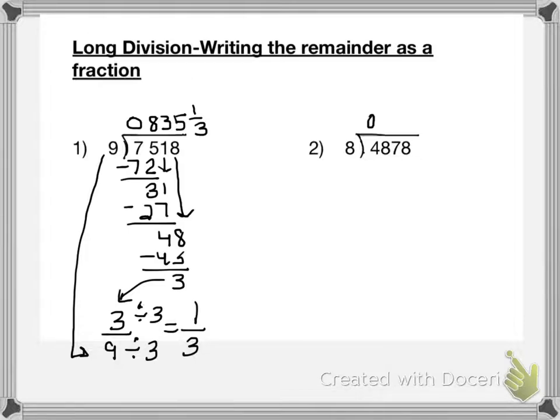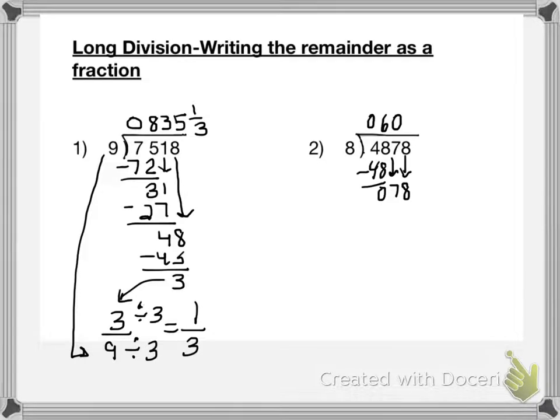So we can't make a group of 8 out of 4, but we can make 6 groups of 8 out of 48. That's exactly 48. So when we subtract, we have 0 remainder. We're going to bring the 7 down. We can't make any groups of 8 out of the 7, so I'm going to put a 0 just above the 7 to show that. Then we're going to bring an 8 down to make that 7 into 78.